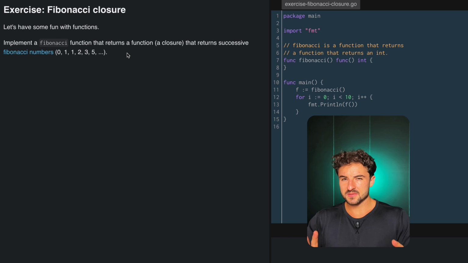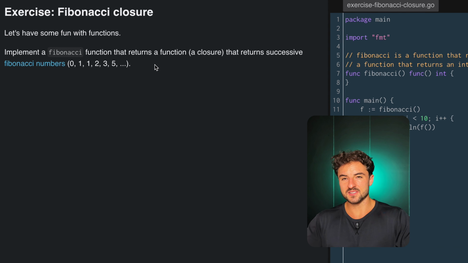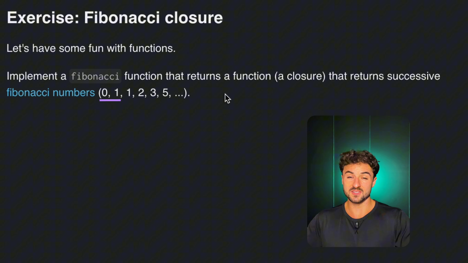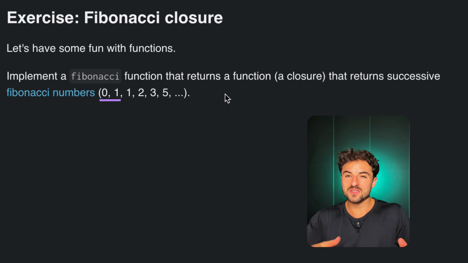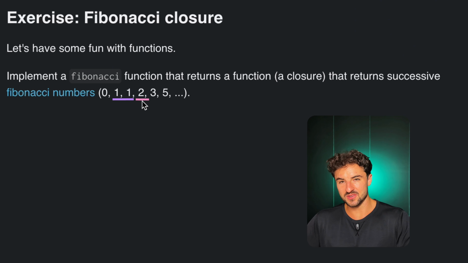But for now, let's make sure we understand the Fibonacci sequence. If you're not familiar with it, it's a sequence of numbers that starts with 0 and 1, and then each successive number is defined by adding the previous two numbers. 0 and 1 sum to 1, 1 and 1 sum to 2, 1 and 2 sum to 3, 2 and 3 sum to 5, 3 and 5 sum to 8, and so forth.